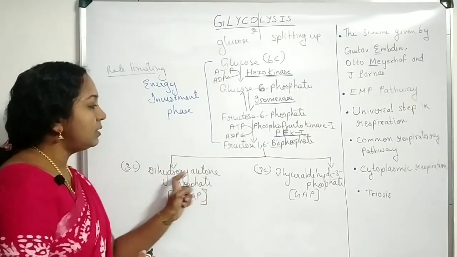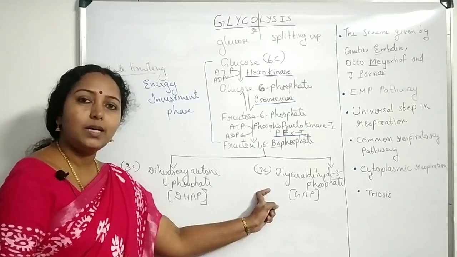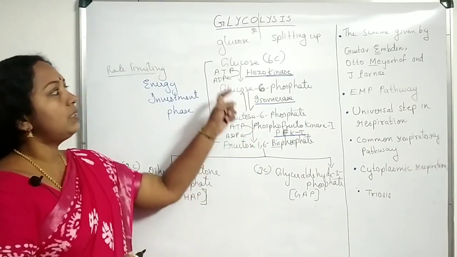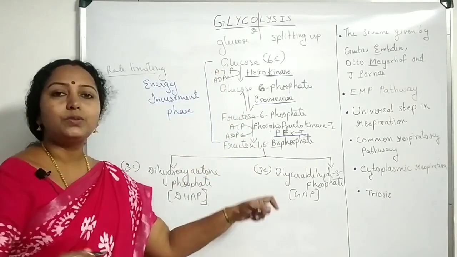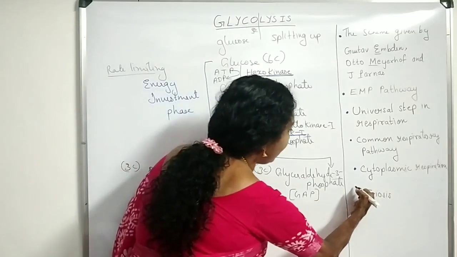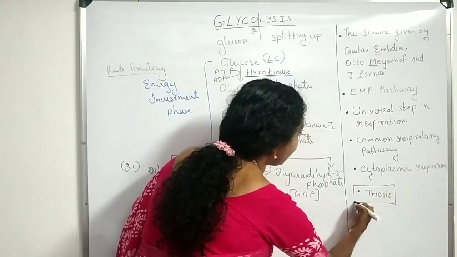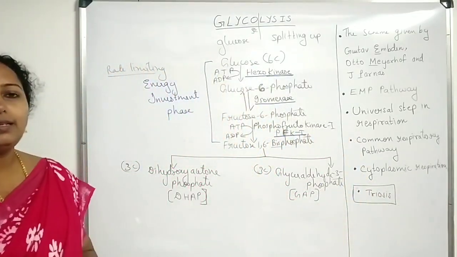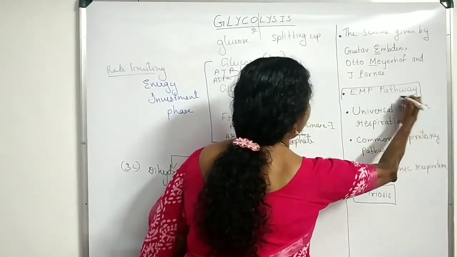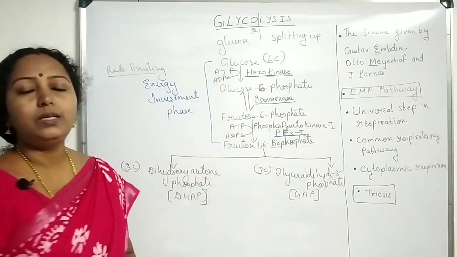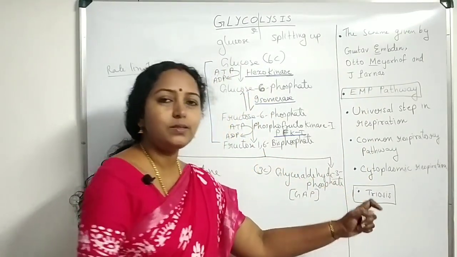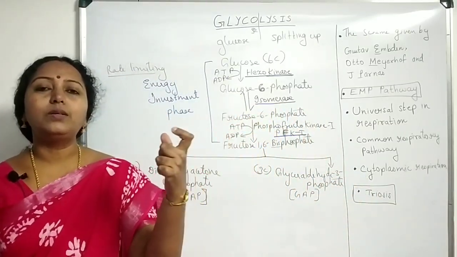Now what will you call these two sugar molecules having 3 carbon atoms? You call them a triose. So we can say hexose is getting split up into 2 triose here. So glycolysis is also called triosis. Earlier I told you another name. It is also known as the EMP pathway, the Embden-Meyerhof-Parnas pathway.